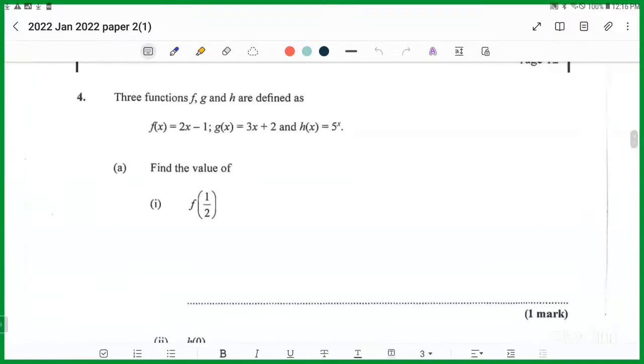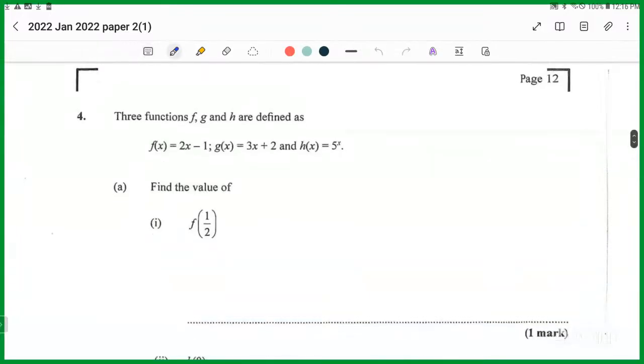First part gives us these 3 functions. This is the f, this is the g, that is the h. Alright, first part wants f of half. You're going to put half in the f function right there. Nice and easy. That becomes 2 times half minus 1. 2 times half right here, so it's 1. So it becomes 1 minus 1. 1 minus 1 is 0. That's the answer for the first part.